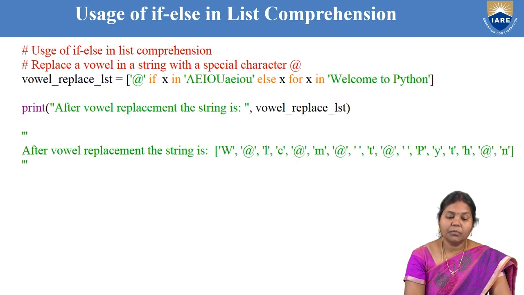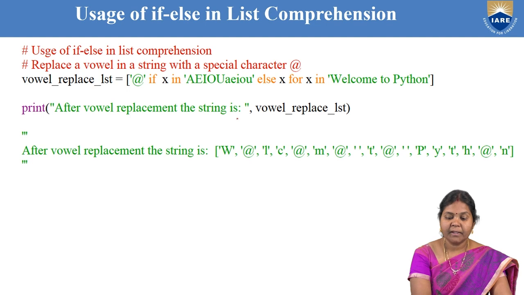Now, how to write an if-else condition in list comprehension? Let us see one example. You can write if-else conditions or multiple if-else conditions in list comprehension. For example, I want to replace a vowel in a string with a special character, the at-the-rate symbol. That means if the string contains a vowel, that should be replaced by the special symbol @.